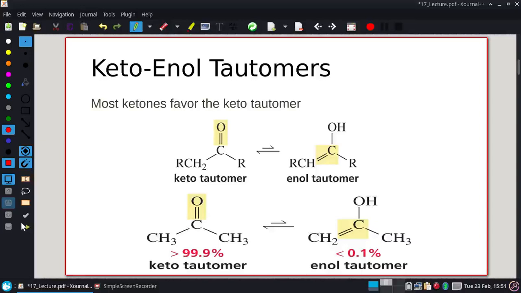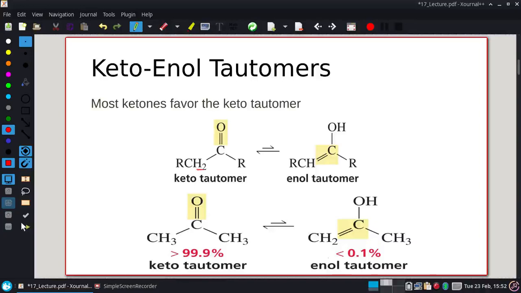And that is keto to enol tautomerization. Now, if you remember, tautomers are something where the only thing that's really different is we're going to move an H from one part of the molecule to another. And what's happening here is one of these H's is going to end up moved up here to the O, and we go from a keto to an enol.